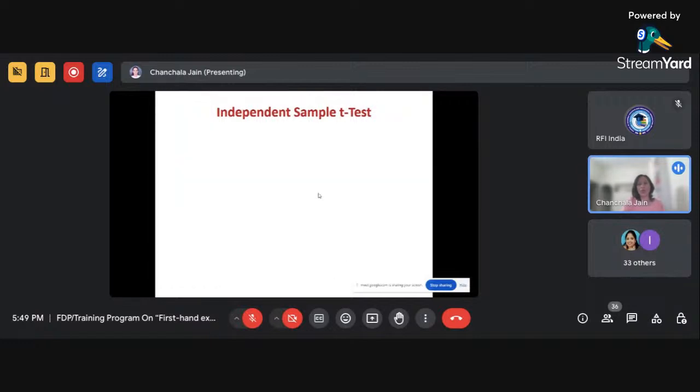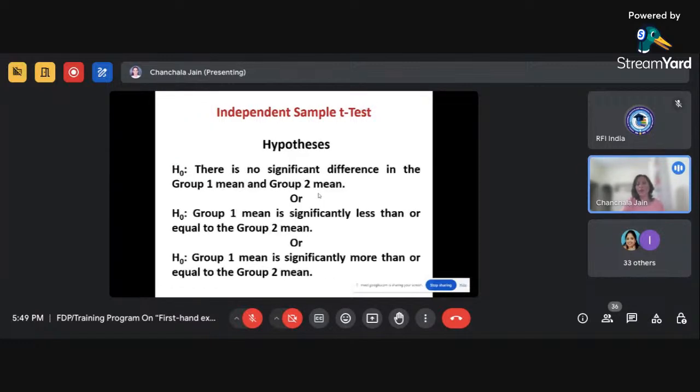Now if I talk about the word form, the text form, if I want to write my hypothesis, I can say there is no significant difference in the group 1 mean and group 2 mean, right? Alternatively, I can say there is a significant difference in the group 1 mean and group 2 mean. This is the case of the two-tailed test. In the other case, you can see group 1 mean is significantly less than or equal to group 2 mean. So that way it is the one-tailed test.